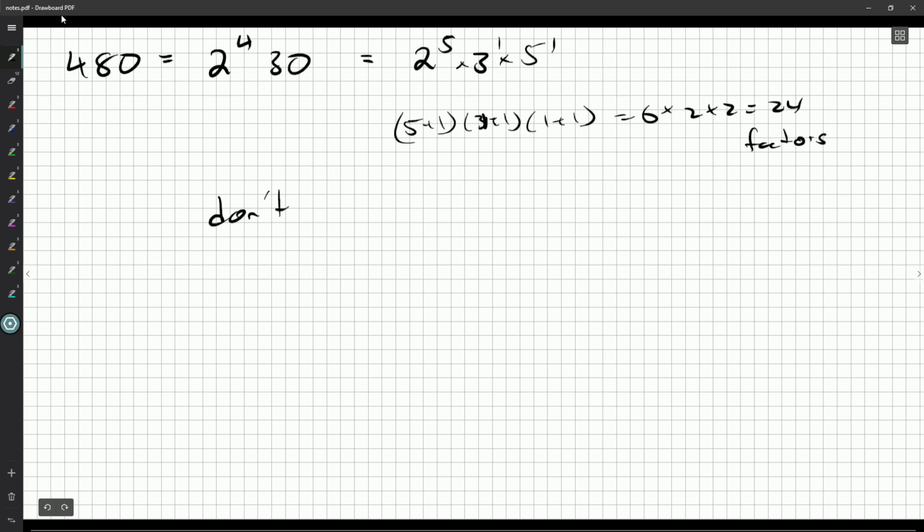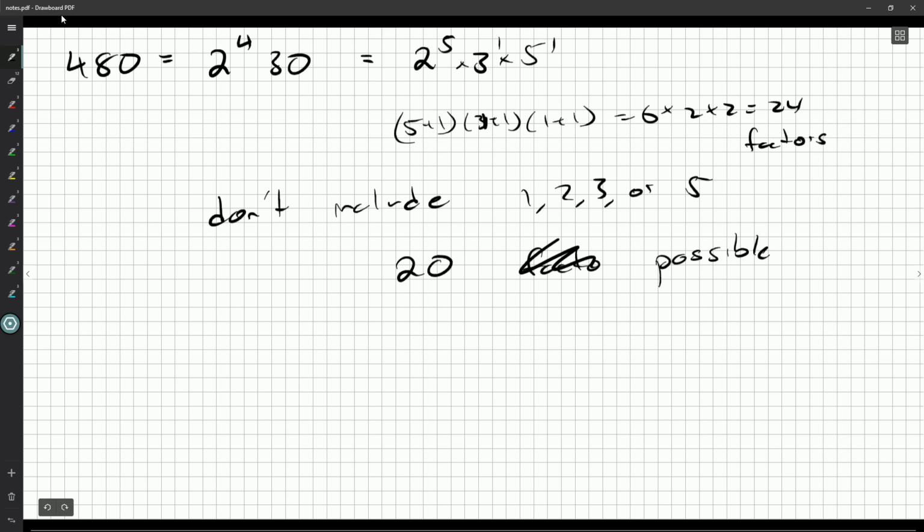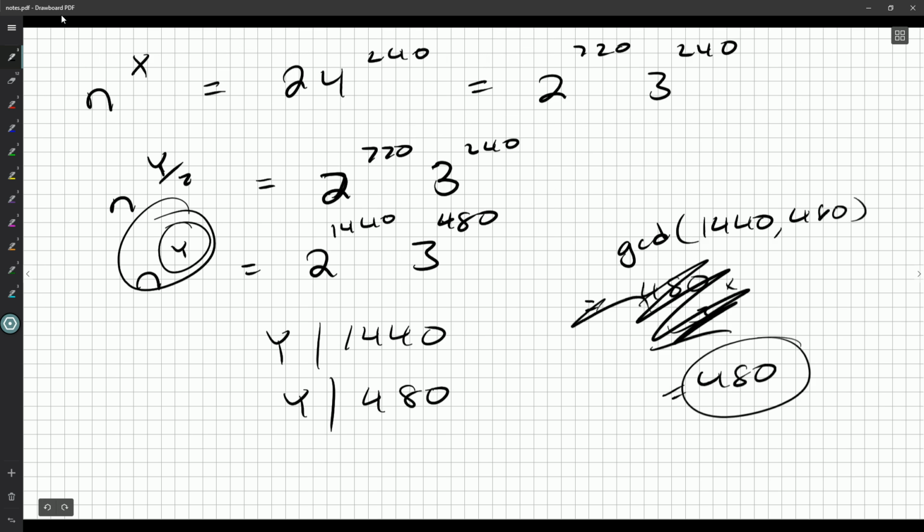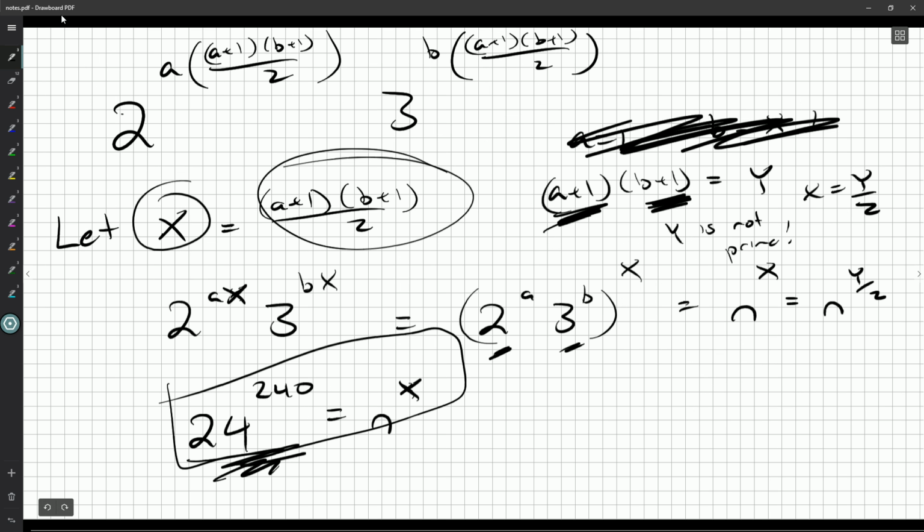Don't include 1, 2, 3, or 5. So that should be 20 possible y values that aren't prime. So there should be a plus 1 and b plus 1, both of them greater than or equal to 2 to make my y. And then you get your sort of x like this.